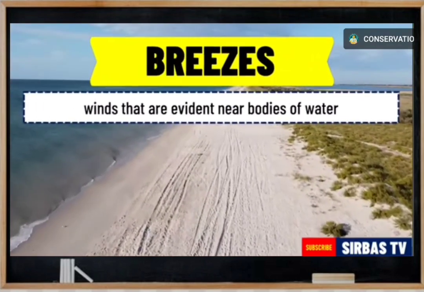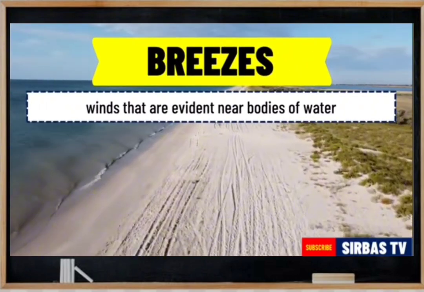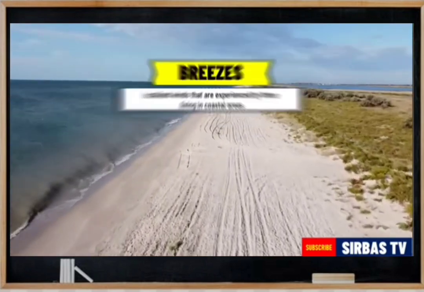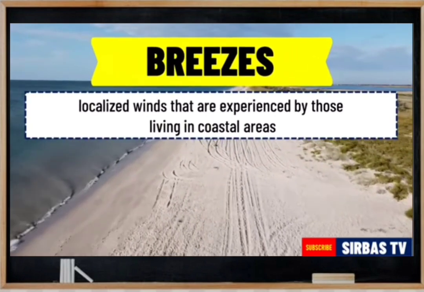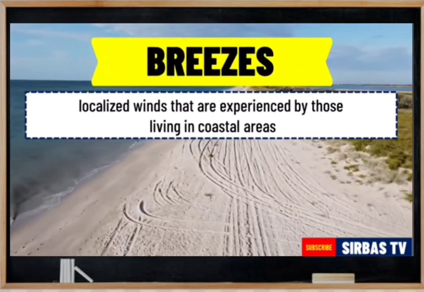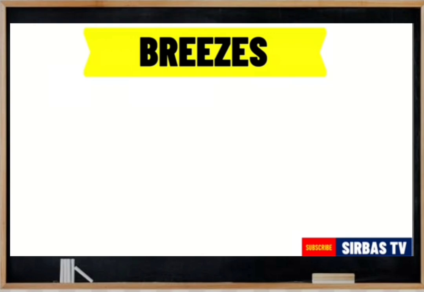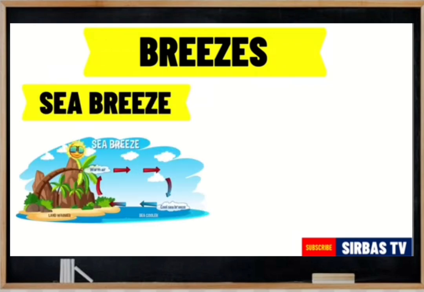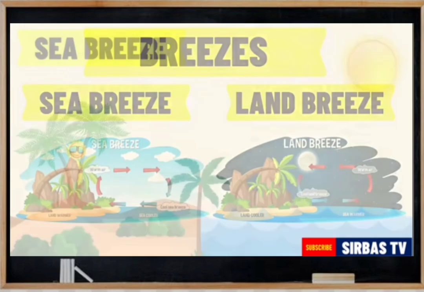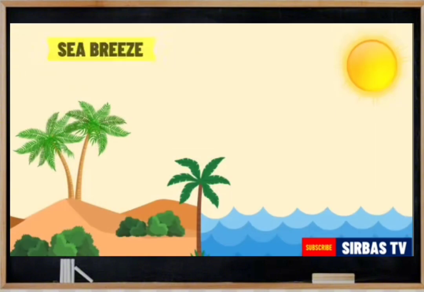Breezes refer to winds that are evident near bodies of water. They are localized winds that are experienced by those living in coastal areas. There are two types of breezes, sea breeze and land breeze. Sea breeze happens during the day.